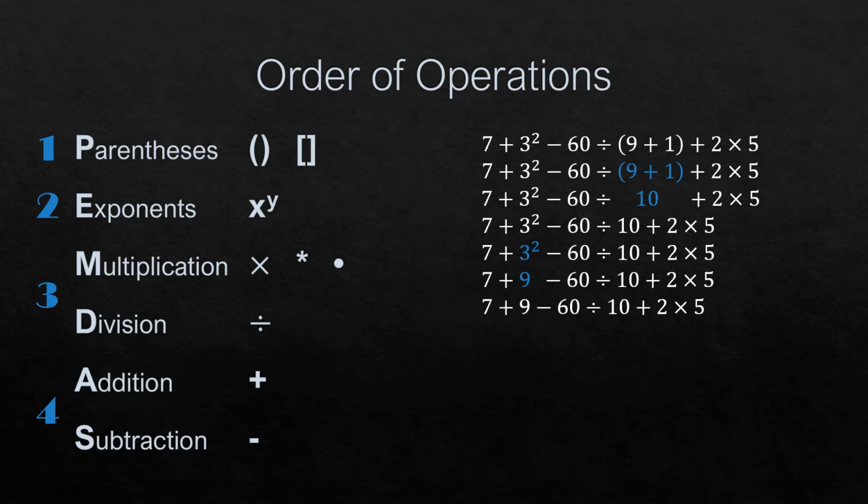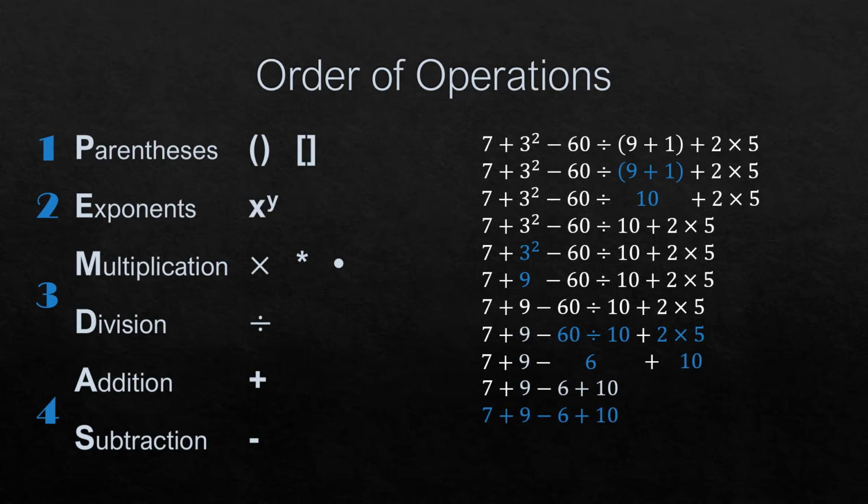We've done all parentheses, we've done exponents, so now we look for multiplication and division. We have 2 instances, and so we work from left to right. 60 divided by 10 is 6. 2 times 5 is 10. So we take that and we continue to simplify our expression. And now we're just down to addition and subtraction. Again, you can work from left to right, and we have 7 plus 9 minus 6 plus 10. We figure that out, and it's 20 is our answer.